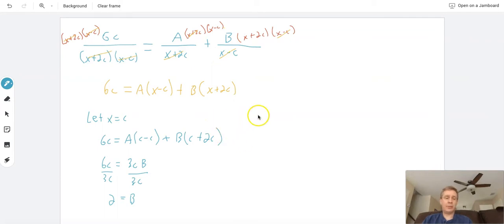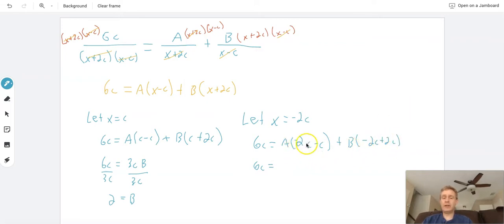And then if we want to solve for what a is, we would want to get rid of b, and we can do that by perhaps letting x equal negative 2c. And so now, if we plug in negative 2c for x in this equation, we would have 6c equals a times (negative 2c minus c) plus b times (negative 2c plus 2c). And again, this second term is just going to completely drop out because this is going to be 0.